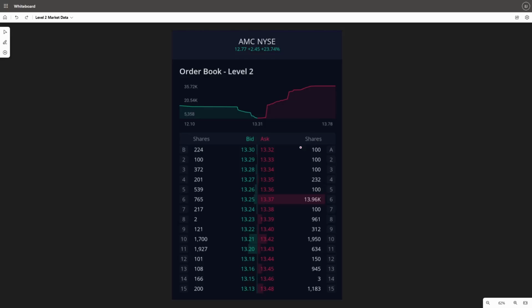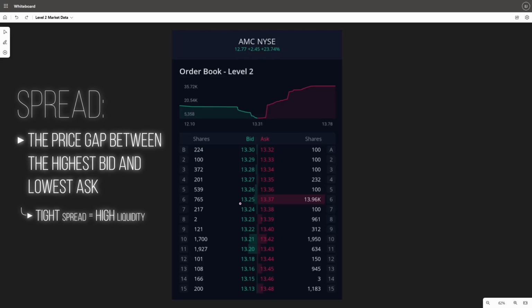So for this stock, there's a relatively high amount of traders that want to get into the stock because you can see that the difference between these prices is not that much. These are 1 penny apart, so that's how you know that the spread is tight and more people want to get into this. On a thinner stock, you would see a wider spread.